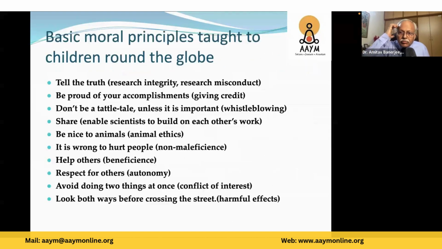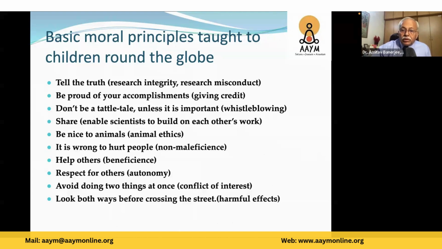The basic one, as I said, is what children are taught around the globe, and we have to relearn this: tell the truth. One of the principles of ethics is research integrity, research ethics. So truth is the first thing. One principle is integrity. Be proud of your accomplishment, and give credit, like authorship credit and other things.